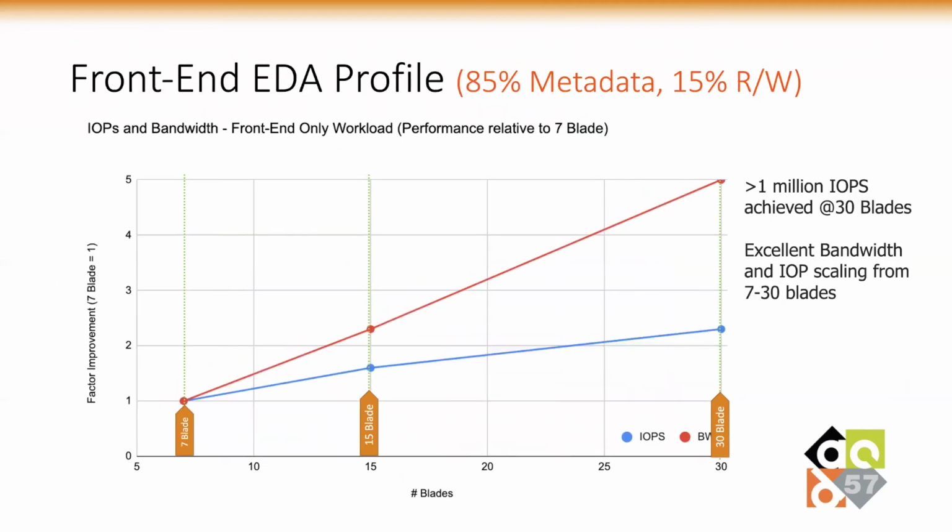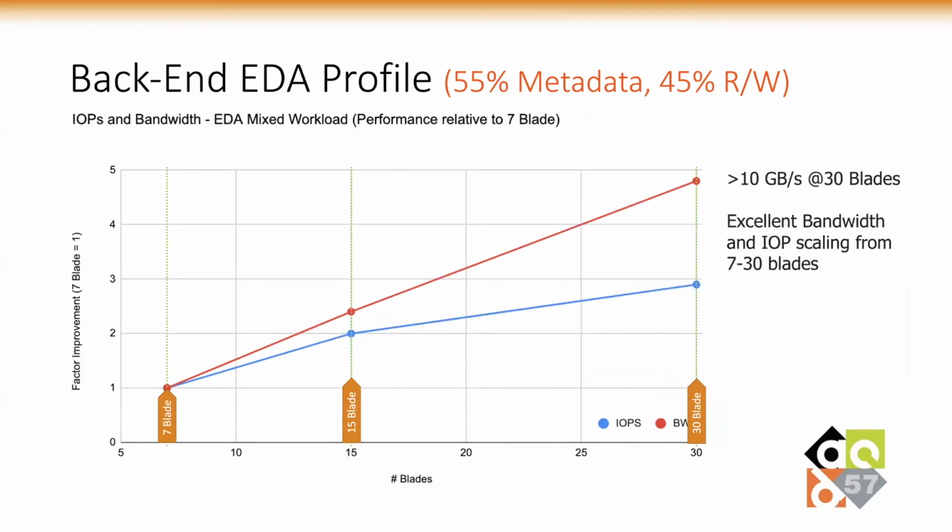For the front-end only profile, which was 85% metadata and 15% read-write, you can see the red line in this case was bandwidth. We achieved exceptionally good scaling on the bandwidth side. Again, almost perfect. And on the IOPS side, we also achieved over 1 million IOPs in this case as well. And for the backend profile, which was heavy bandwidth, we again achieved over 10 gigabytes per second, almost scaling perfectly from 7 to 30 blades.